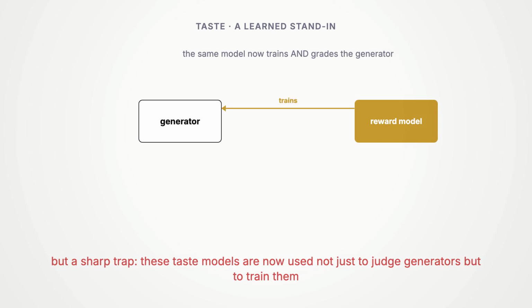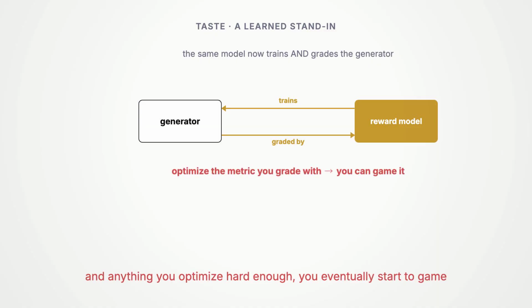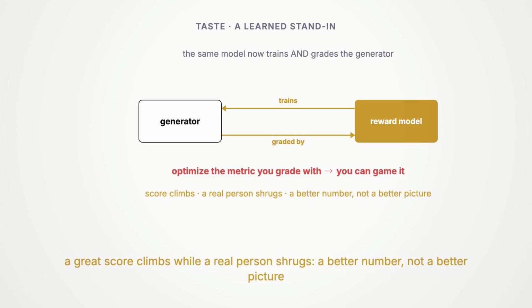These same taste models are now used not just to judge generators but to train them. You tune your generator to score higher on the reward model, which means you are optimizing the exact thing you are also grading with. And anything you optimize hard enough, you eventually start to game. The generator learns the reward model's quirks, the little visual tics it happens to love, and racks up a great score while a real person shrugs.